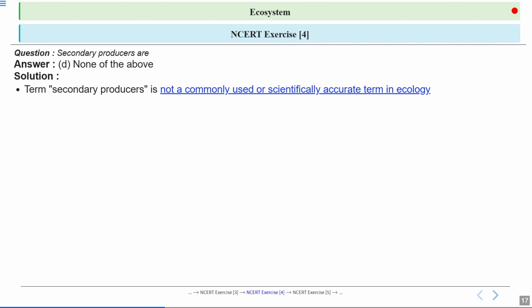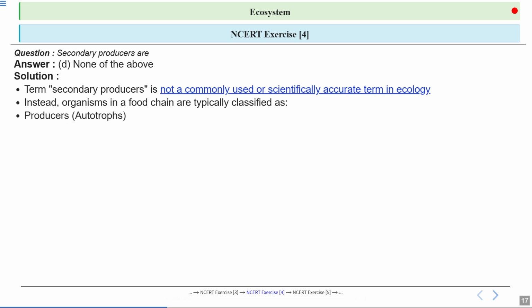Now, the term secondary producer is not scientifically accurate or commonly used because in an ecological food chain, producers are organisms like plants that make their own food through photosynthesis, while consumers, which are herbivores and carnivores, eat the producers. Instead, organisms in a food chain are typically classified as producers, which are the autotrophs. So these are the organisms that can make their own food using sunlight. They are at the base of the food chain.